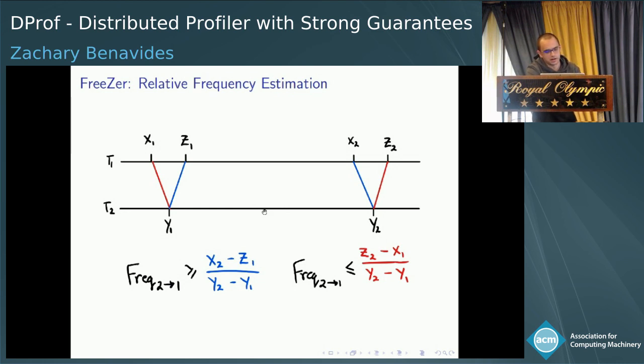But since we know that x2 minus x1 is smaller than y2 minus y1, we know that that's a lower bound. Similarly, if we look at the timestamps connected by red lines, we can get the other half of the bound.